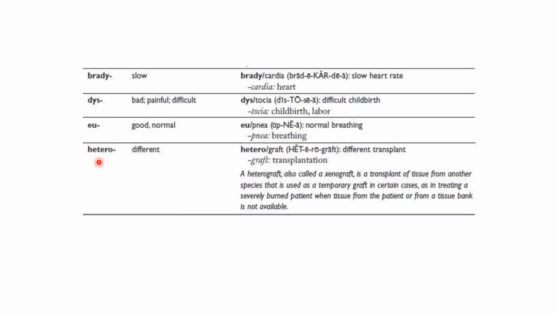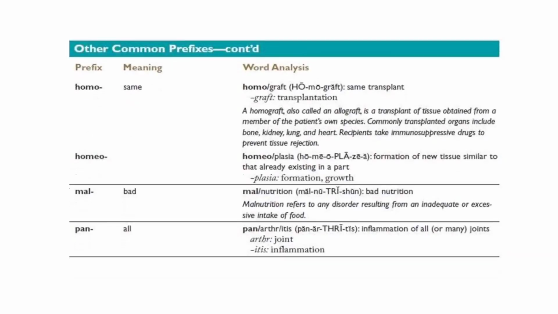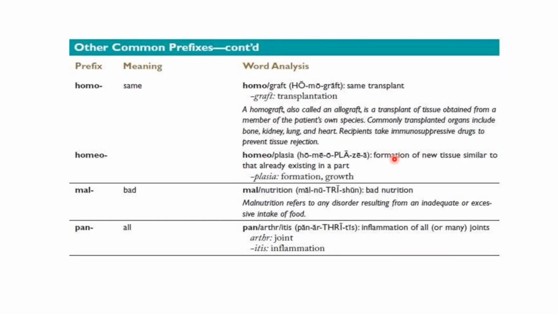Then hetero. Hetero means different. So heterograft, that is a different transplant. Then homo. So the meaning of homo is the same. Fine. So homograft means same transplant. Graft means transplantation. Then another common prefix is mal. Mal means bad. So malnutrition, that is bad nutrition. Malpractice, that is bad practice.